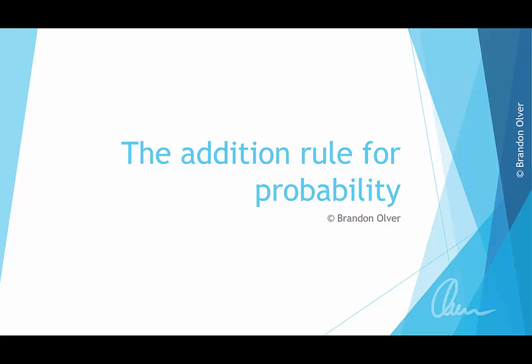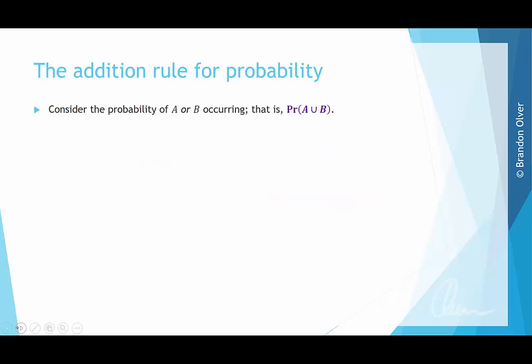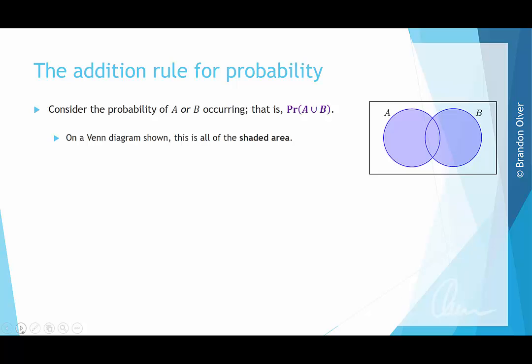In this video, we'll be looking at the addition rule for probability and its use in combining events. So if we consider the probability of A or B occurring, we're actually considering the probability of A union B. On a Venn diagram, this is shown as all of that shaded area. We can calculate the probability of A union B using the addition rule for probability, which is as follows.